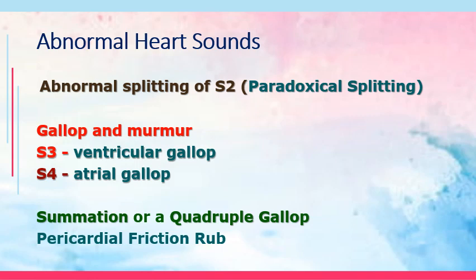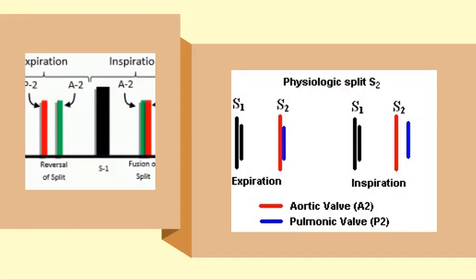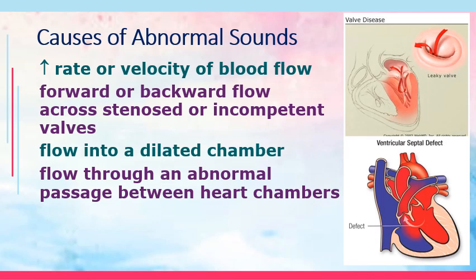Then for your S4, your atrial gallop, it could be caused by several conditions, such as your ventricular hypertrophy. Right-sided S4 is also best heard over the tricuspid area with the client in supine position. Then you need to take note of the causes of your abnormal sounds.